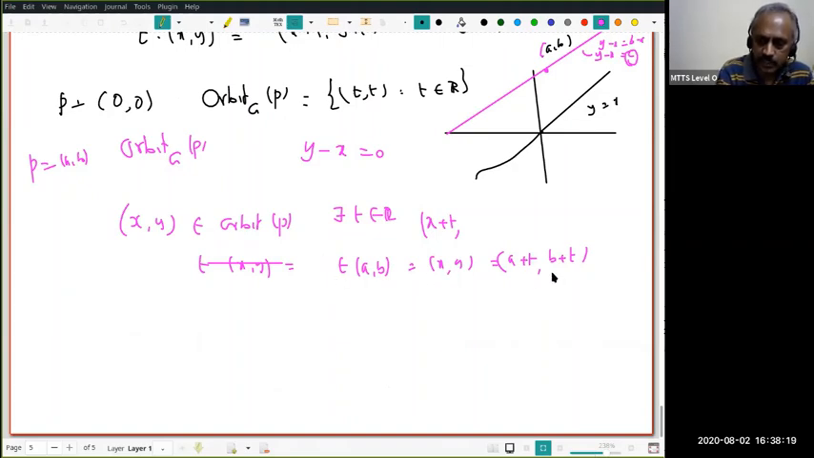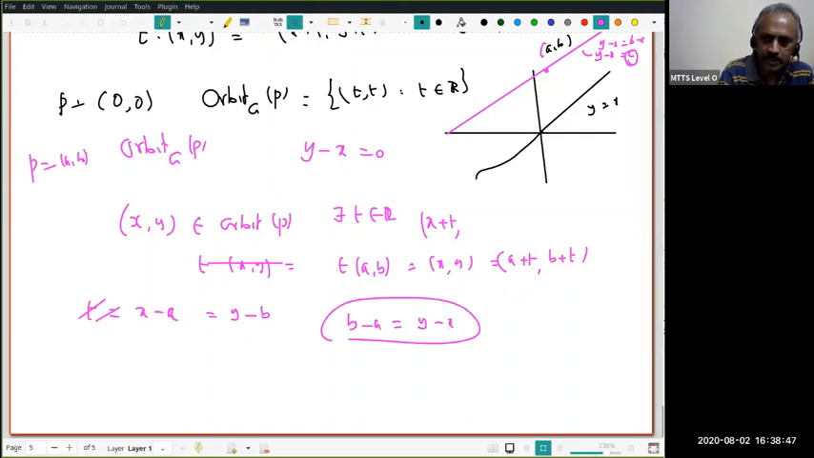These two ordered pairs are equal, therefore equate them. Therefore, x equal to a plus t. That means t must be x minus a. Right? And similarly, y equal to b plus t. That means t equal to y minus b. That means x minus a must be equal to y minus b. Okay. Now shift to the other side. Take b to the left side, x to the right side. What do I get? b minus a equal to y minus x. So I got it. Look at that. This is what I claimed.